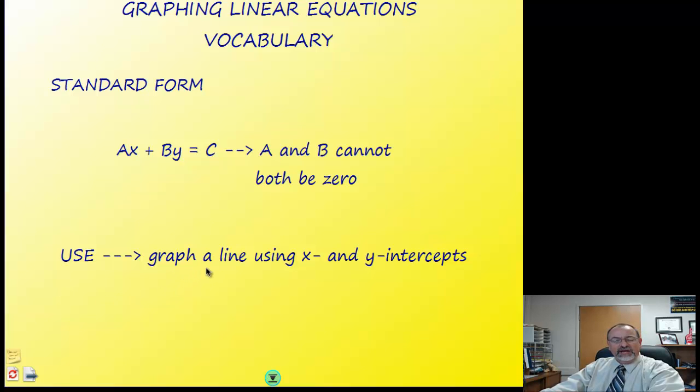Now, knowing that, here's what you can do with standard form. You can graph a line because you can figure out or determine what the x-intercept is and what the y-intercept is very quickly. That's what you can do.